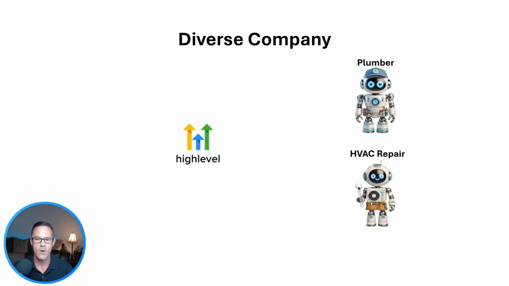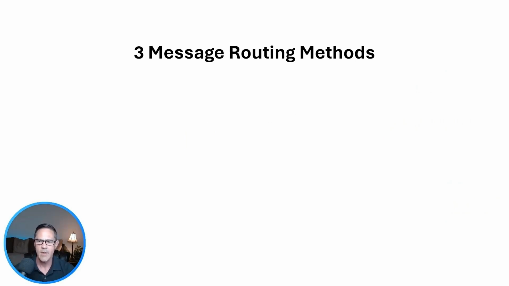Another good use case is if your customer is a diversified company, such as a home service business that does plumbing as well as HVAC repair. With SpeedToLead, you can have an AI agent that's outside of the conversation, watching the conversation and automatically tag that contact record in GoHighLevel to automatically route the conversation to a specific bot. So say the lead comes in and they're looking for plumbing, but you'd want to route that person to the plumbing bot. We have three methods to route messages within SpeedToLead.